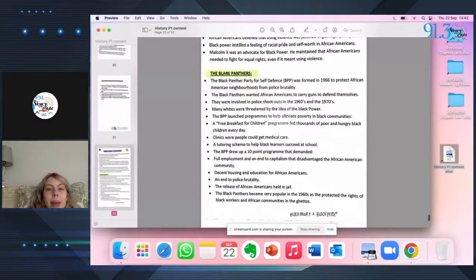Okay, then the Black Panthers. So the Black Panther Party for Self-Defense, BPP, was formed in 1966 to protect African American neighborhoods from police brutality. The Black Panthers wanted African Americans to carry guns to defend themselves. They were involved in multiple police shootouts in the 1960s and 1970s, and many whites felt threatened by the idea of Black Power. The Black Panther Party for Self-Defense launched programs to help alleviate poverty in Black communities. Firstly, a free breakfast for children program fed thousands of poor and hungry Black children every day.